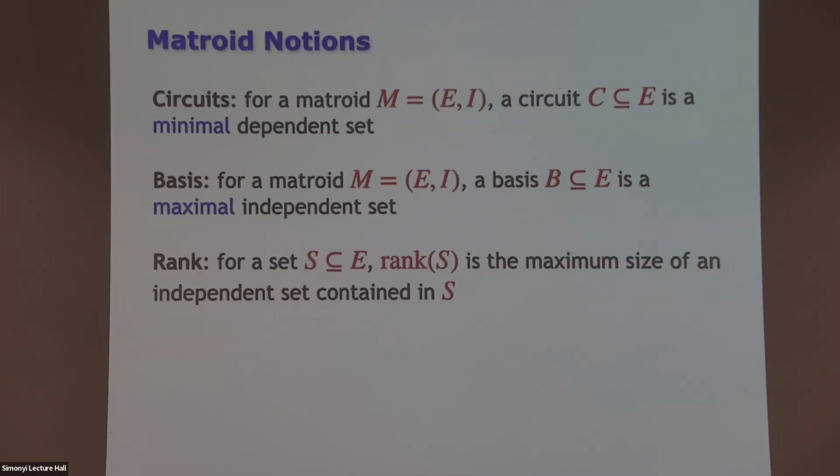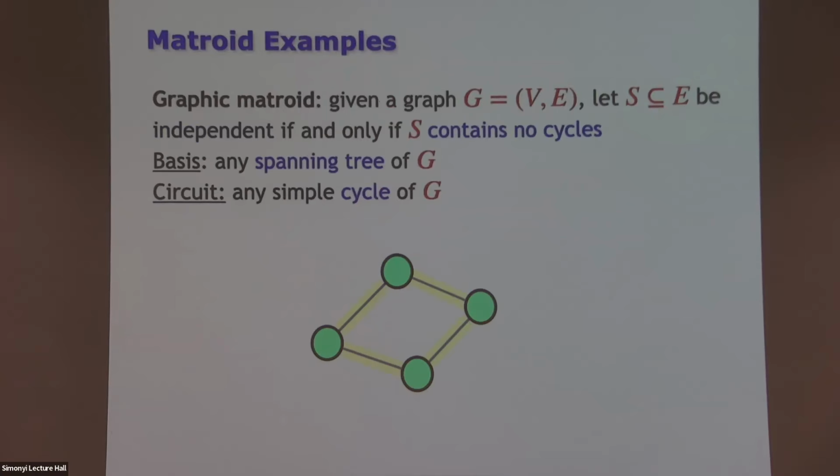But anyways, with these notions established, let's revisit the examples that we just looked at on the previous slides and see what exactly circuits and bases correspond to. In this graphic example, a basis will be any maximal set of edges that contains no cycles. Hopefully you can see for yourself that a basis is exactly a spanning tree, or more formally, a spanning forest of the graph G. A circuit is again a minimal dependent set. So this would be the smallest possible set of edges which contains a cycle. So by definition, a minimal set is necessarily just a single simple cycle on its own.